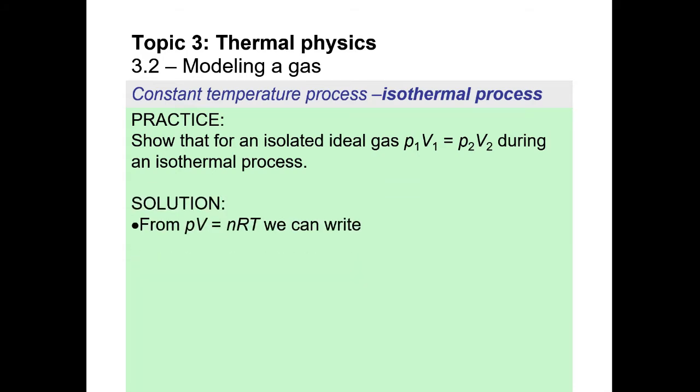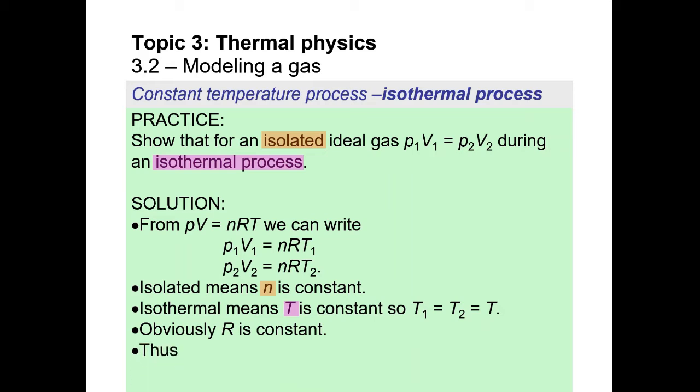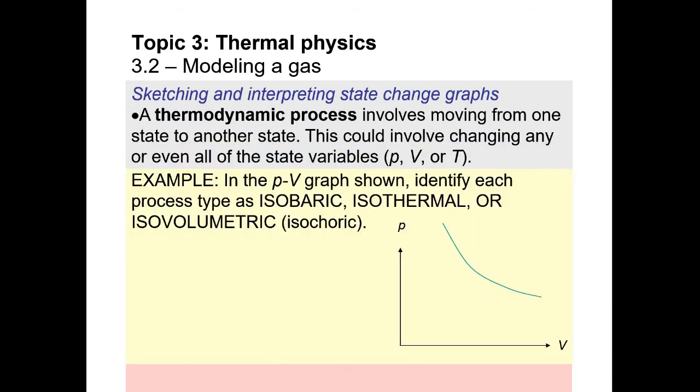From the ideal gas equation PV equals nRT, we can write P1 V1 equals nRT1 and P2 V2 equals nRT2. Isolated means n is constant. Isothermal means T is constant. Obviously, R is constant, so we have P1 V1 equals nRT, which equals P2 V2, as n, R, T, all three are constant during an isothermal process. In the PV graph shown, identify each process type as isobaric, isothermal, or isovolumetric, or isochoric.